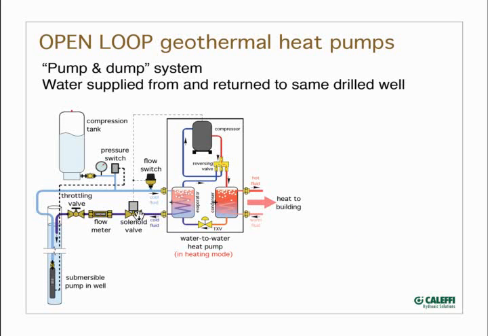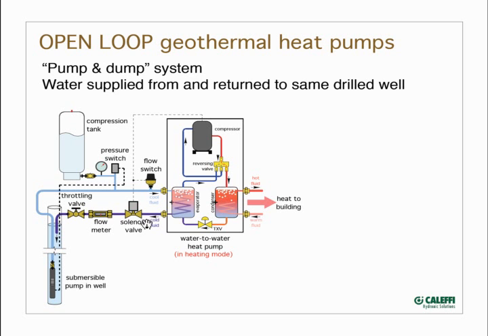Here's what has come to be known as a pump and dump system. This is where we have a drilled well with a submersible pump. In all likelihood, this well could also be supplying domestic water to the building. And we've got a standard compression tank and a pressure switch that operates that submersible pump. So again, just like a standard domestic water well supply system in the building. And one of the loads we're putting on this now is the heat pump.